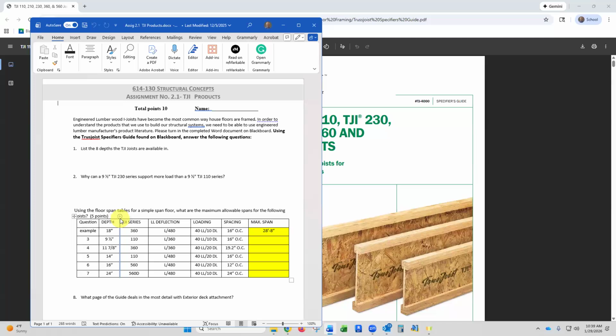So that's why, as a designer, even if we're not technically designing the structure, we need to get ourselves in the ballpark. So I'm giving you half of the points on this assignment for reading the chart. So I'm going to show you how to do the first one here. So using the floor span tables for a simple span floor, what are the maximum allowable spans for the following I-joist choice? So pay attention because this is 5 points on your assignment.